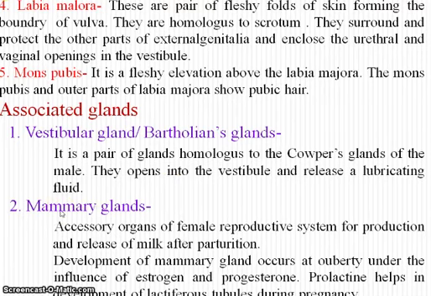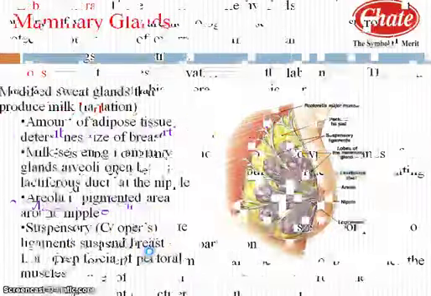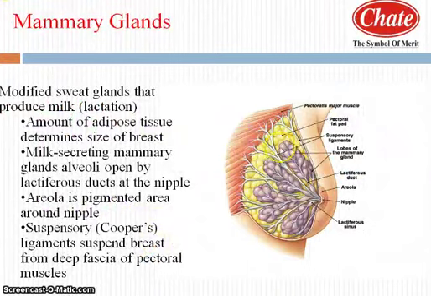Second gland, that is the mammary gland. Mammary gland is an accessory organ of the female reproductive system, lies in the thoracic region, and is for production and release of milk after parturition. The development of mammary gland occurs under the influence of hormones, that is estrogen and progesterone. These mammary glands are modified sweat glands which produce milk during lactation. The amount of adipose tissue determines the size of the breast.